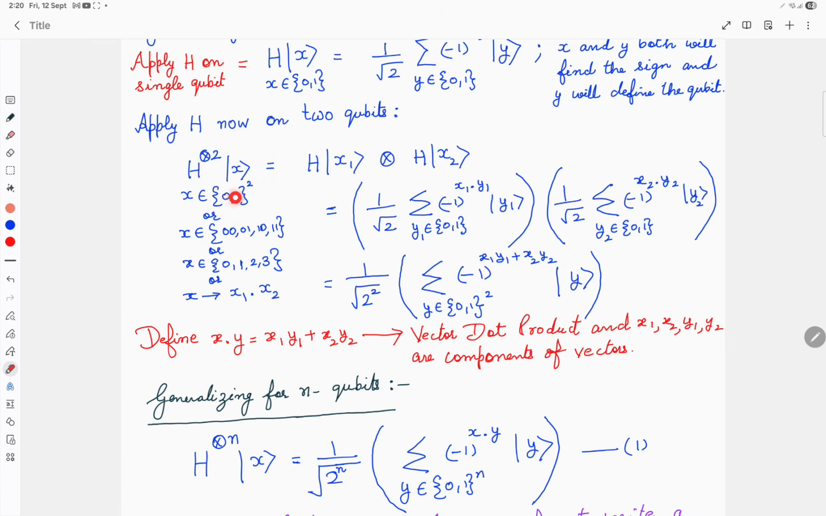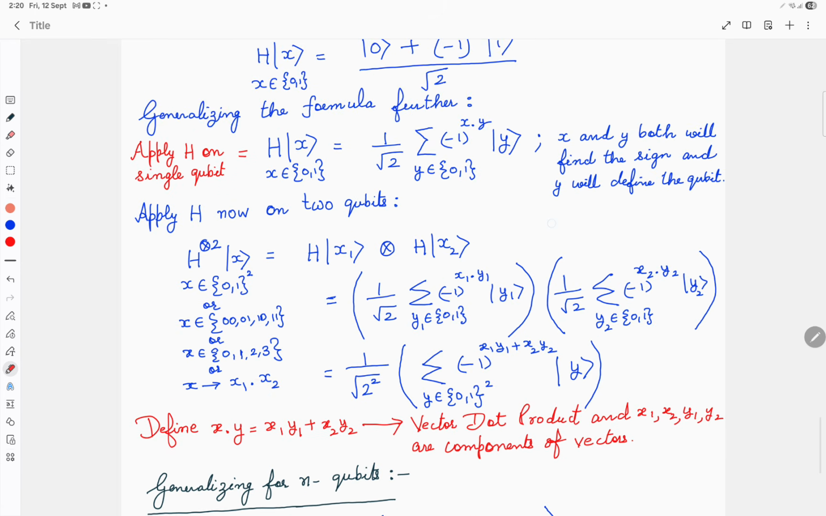A 2 qubit system is represented like this also. This is an eigenbasis set for 2 qubits. These are the eigenstates mentioned straightaway. This is the decimal form representation of the eigenvalues, and this x is basically x1 x2 for the 2 qubits. x1 is 1 qubit and x2 is the other qubit.